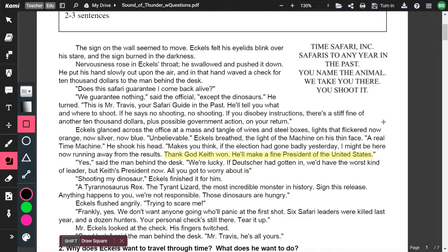Now, up in the top corner, you can see over here is the sign that he's staring at. Eccles is our main character, and he is currently at the Time Safari Inc., Incorporated. Their slogan is Safaris to anywhere in the past. You name the animal, we take it there, and you shoot it.